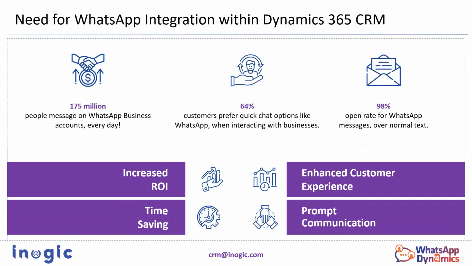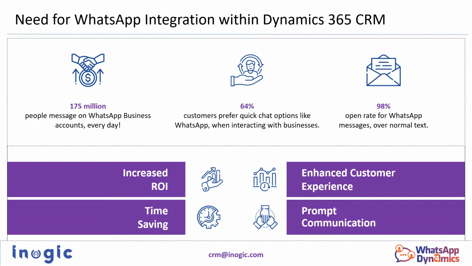The stats that you see on the screen. As you all know, in the present digitized world, we all want things to be easier and faster, right? We especially want our communication to be digital so that it is fast. One of the most popular ways of communicating online quickly and easily is through apps like WhatsApp. That's the reason you see the stat that 175 million people message WhatsApp business accounts every day.